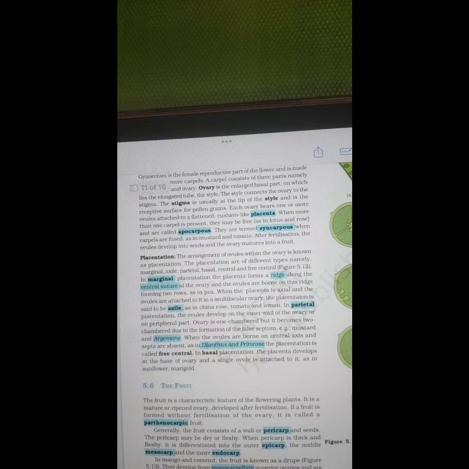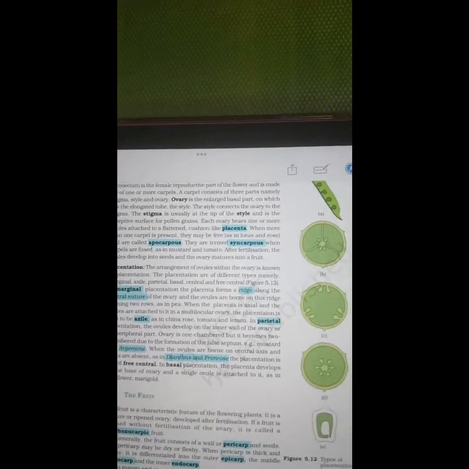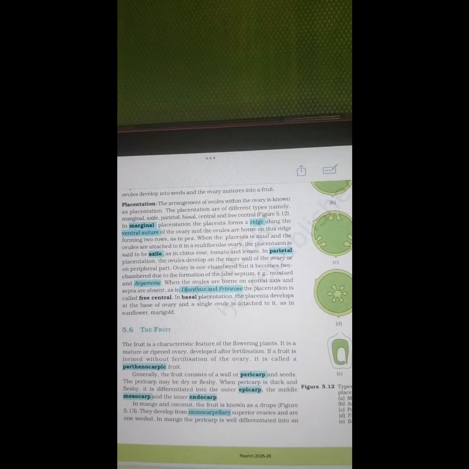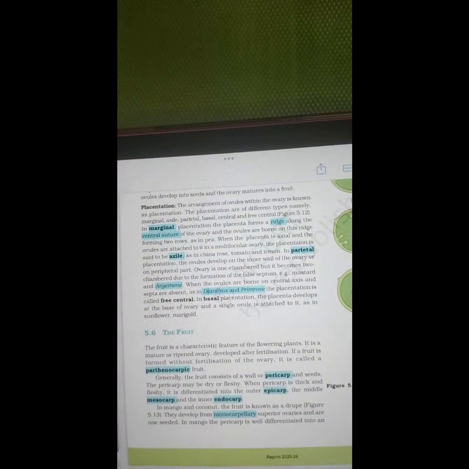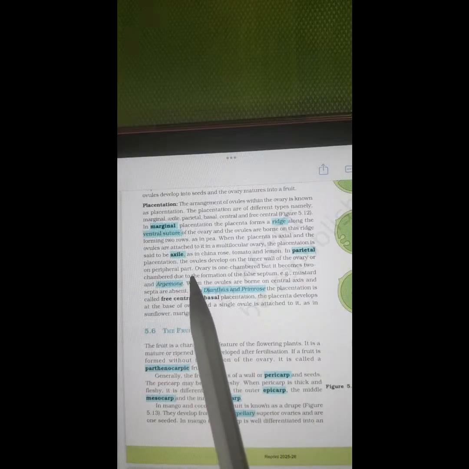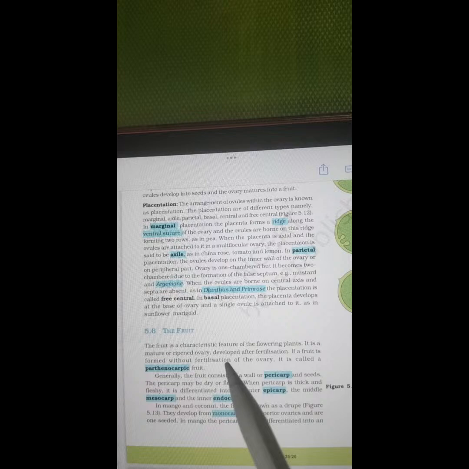Basing upon the placenta arrangement, it could be of these five types. It could be marginal. The diagrams are very important. First one is marginal, then we have axile, then parietal. This is free central, and then this one is the basal. Basal is a characteristic feature of the Compositae family. And in this Compositae family, we can have the examples of sunflower, safflower, dahlia, marigold, etc. Right? So examples with each type of placentation are important.